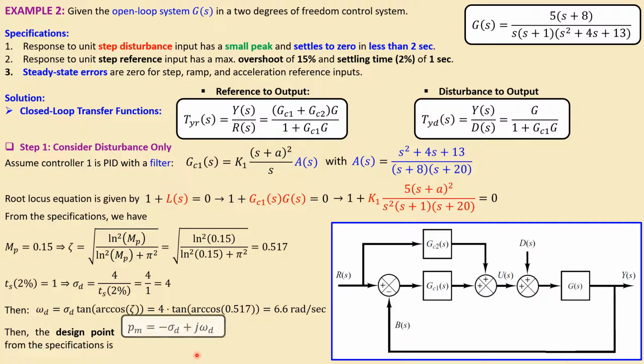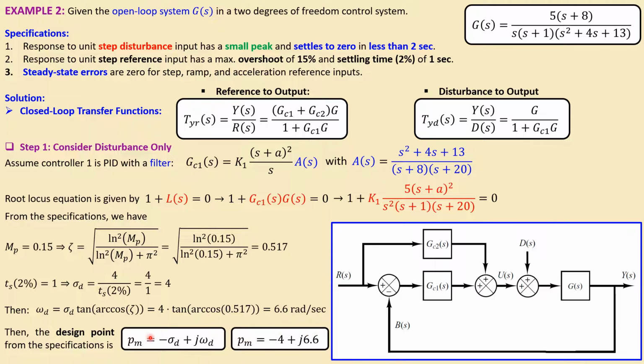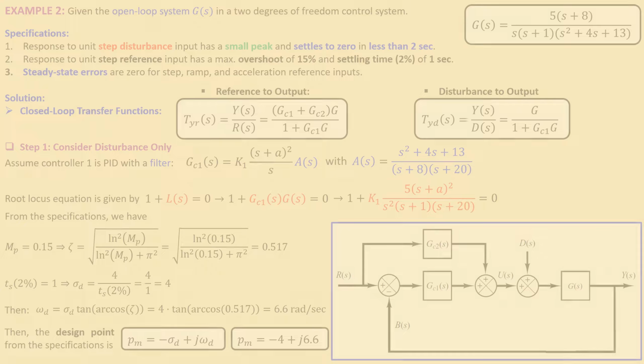Now the design point is given by this general expression, and if you substitute everything you will get -4, which is just this sigma d, plus j 6.6. This is our important step here, and we now know the design point. Next, we look at our angle condition, because the root locus equation has two conditions, the angle condition and the magnitude condition, which will be done after this.